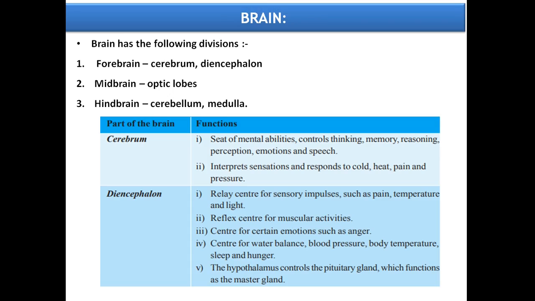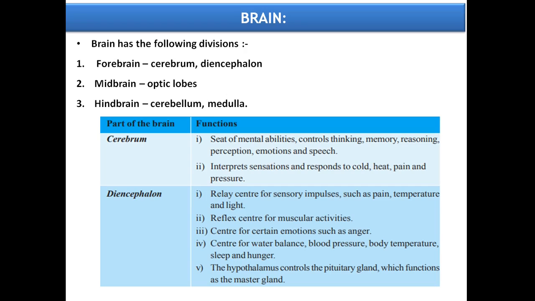The brain is divided into 3 parts: the forebrain, which consists of the cerebrum and diencephalon; the midbrain, which consists of optic lobes; and the hindbrain, which contains the cerebellum and medulla oblongata.